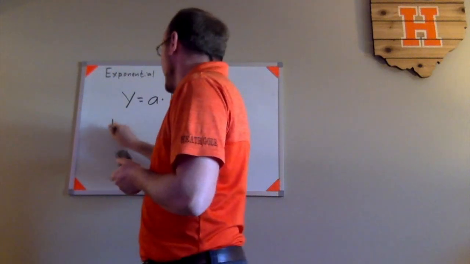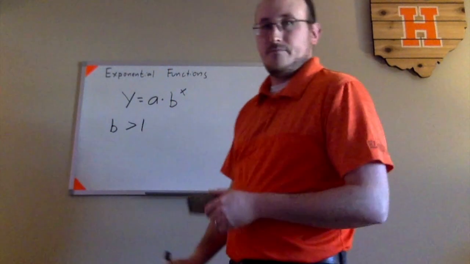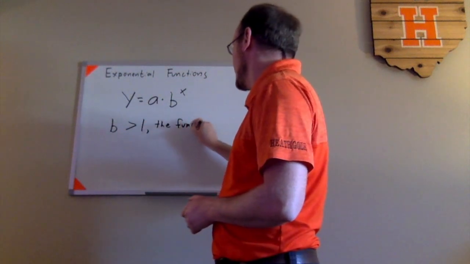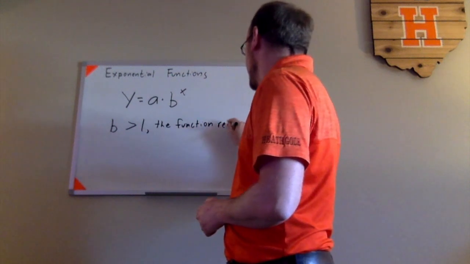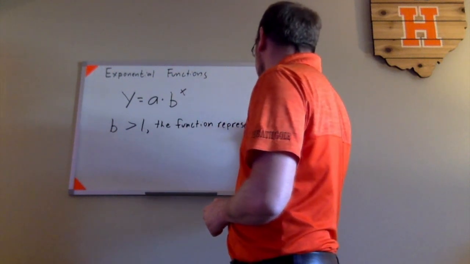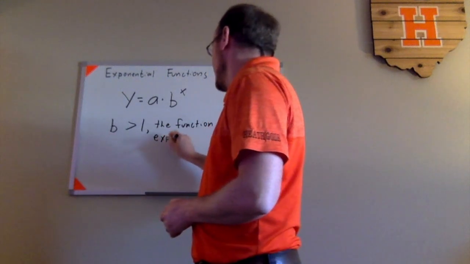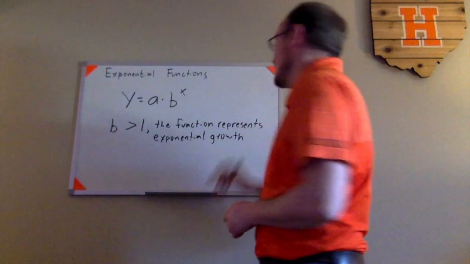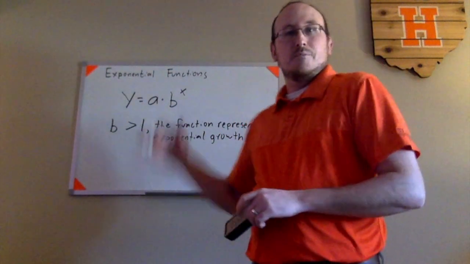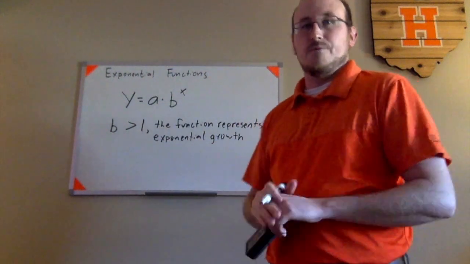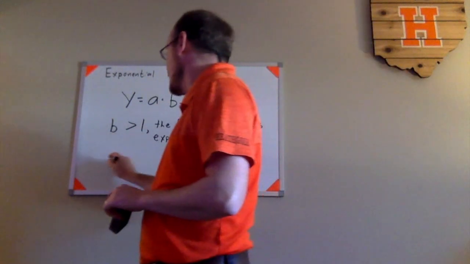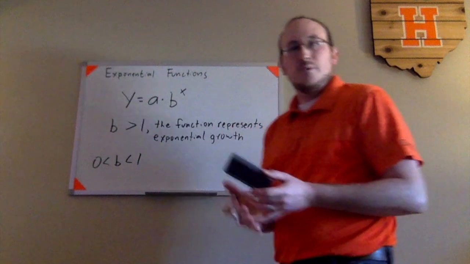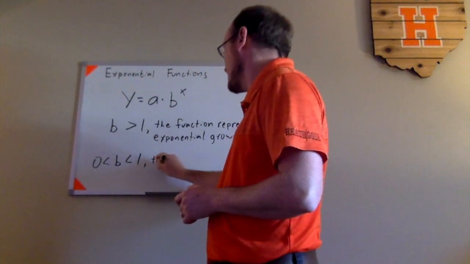So if the b value is greater than 1, the function represents exponential growth. So any b value greater than 1 will be a function representing exponential growth, or an exponential growth function. For b values greater than 0 but less than 1, so something between 0 and 1, the function represents exponential decay.